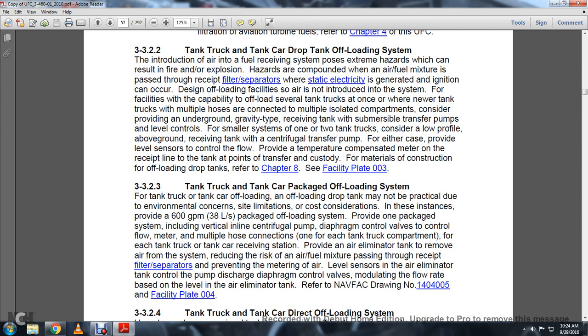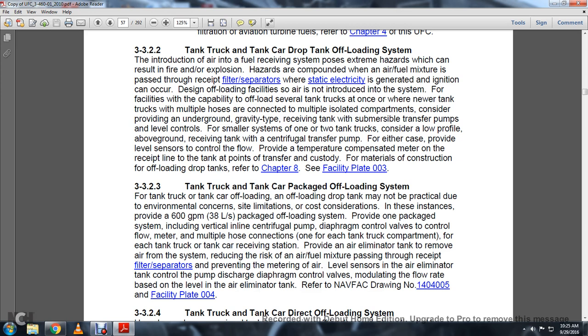3-3.2.2 Tanker truck and tanker car drop-off loading system. The introduction of air into the fuel receiving system poses an extreme hazard which can result in fire or explosion. A hazardous air-fuel mixture passing through the receipt filter separators, with static electricity generated, can ignite. Design the offloading facility so that air is not introduced into the system, for facilities that offload several tanks and trucks at once.